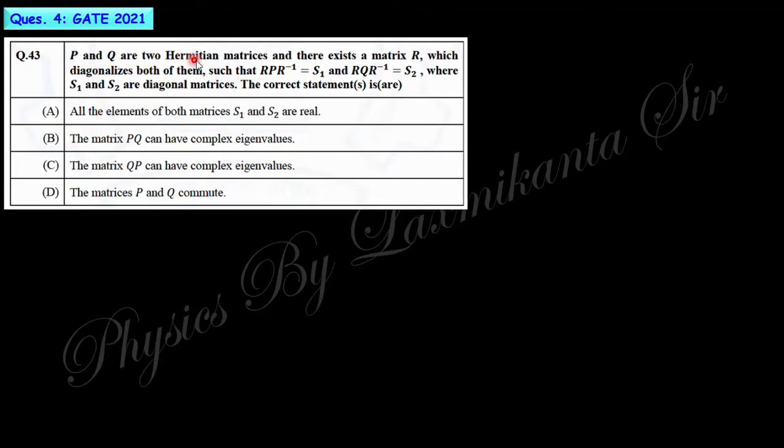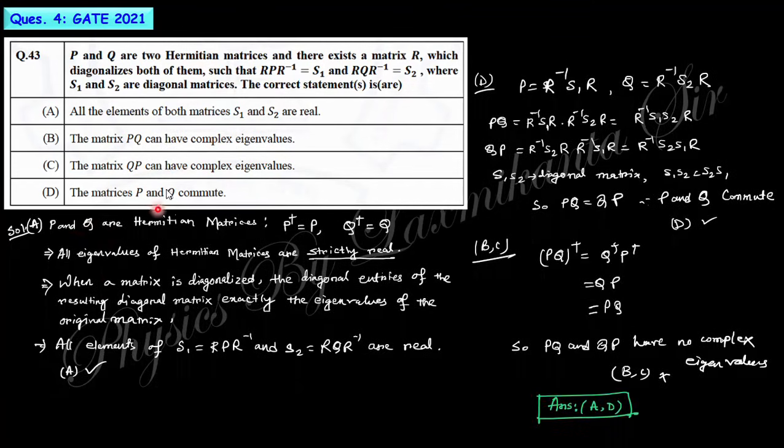Next question, P and Q are Hermitian matrices, and there exists a matrix which diagonalizes both P and Q like that, where S1 and S2 are diagonal matrices. The correct statements are? So P and Q are Hermitian, so they satisfy P dagger equals P, Q dagger equals Q, and eigenvalues of a Hermitian matrix are strictly real. When a matrix is diagonalized, the diagonal elements are the eigenvalues, so these are also real. So the elements of S1 and S2 are real. Option A is correct.